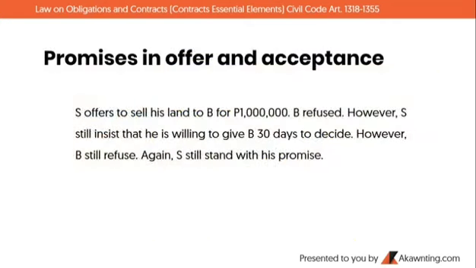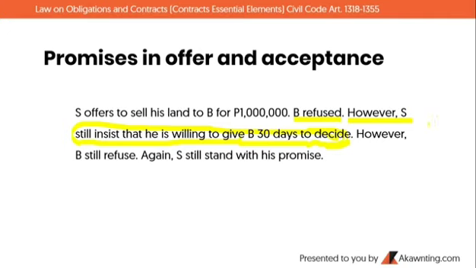Example tayo para mas maintindihan natin. S offers to sell his land to B for 1 million. B refused. However, S still insists that he is willing to give B 30 days to decide. So, actually, this is a promise. Sinabi niya, nag-promise pa rin siya na willing pa rin siyang bigyan si B ng 30 days at ready pa siyang ibenta yung land for 1 million kay B, if in case nagbago yung isip niya.